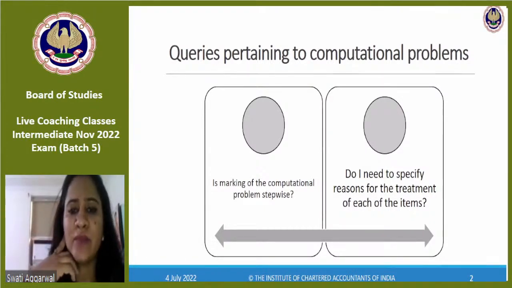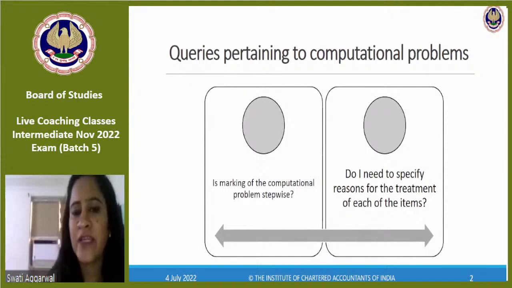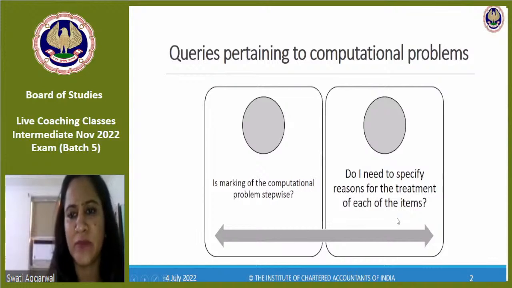So reasoning is very important for everything given in the question. Why you have given the particular treatment for that item, only then you will be able to get the full marks for the question. If you don't give a reason, then you will end up losing marks, right?